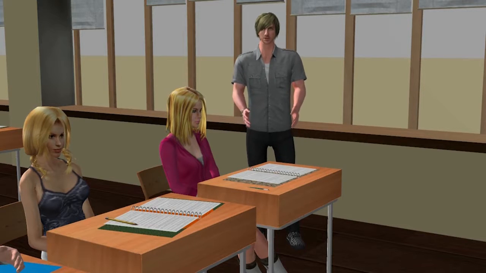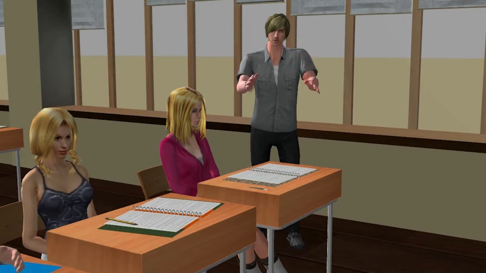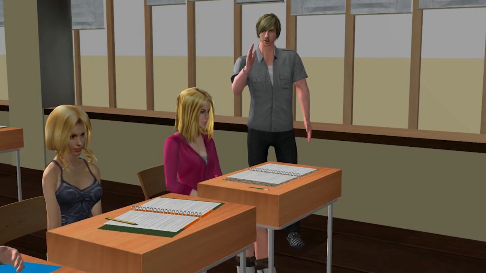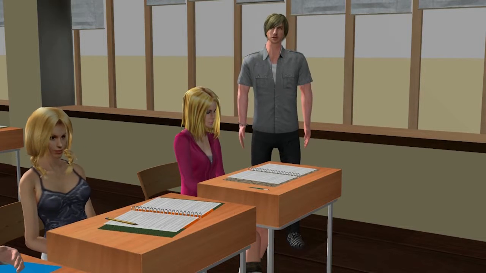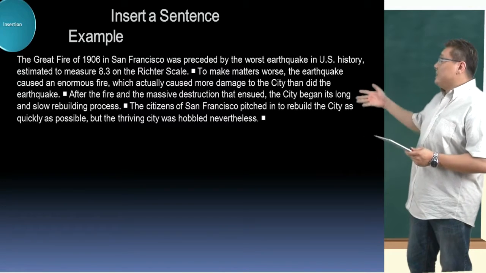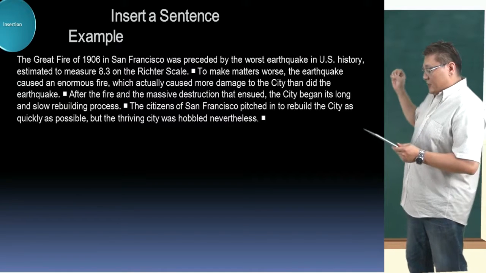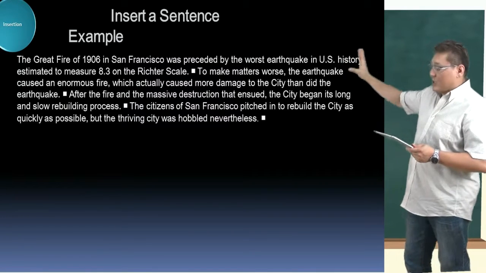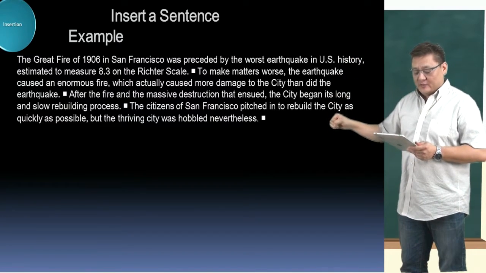The citizens of San Francisco pitched in to rebuild the city as quickly as possible, but the thriving city was hobbled nevertheless. Okay, so basically now, what he's talking about is, we know that he's talking about San Francisco, something would happen in San Francisco, okay?